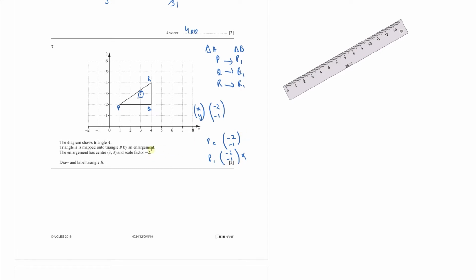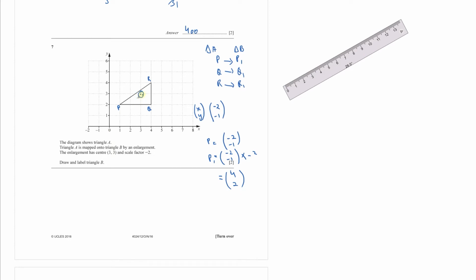So since your P is (-2, -1), then your P1 would be (-2, -1) simply multiplied by the scale factor, which is -2. So P1 would be -2 times -2 is 4, and then -1 times -2 is 2. So your coordinates of P1 are (4, 2). But remember, the x direction 4 and the y direction 2 is from this center. You're not moving from the origin.